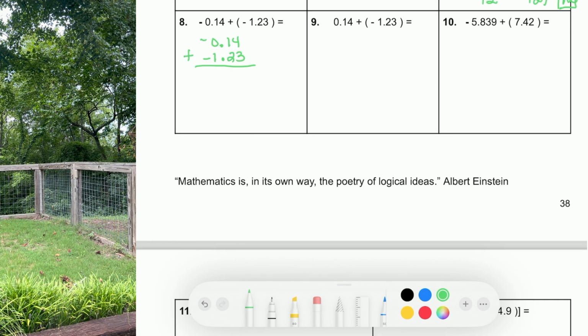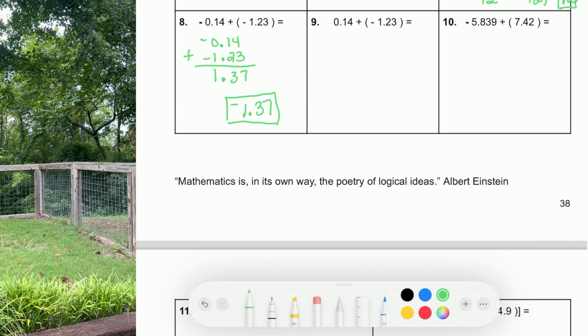All right, so 4 plus 3 is 7. 1 plus 2 is 3. Bring my decimal straight down. 0 plus 1 is 1. Our number is 1.37 when we add it together, and then we need to keep our sign since they were both negative. So our answer is negative 1.37.